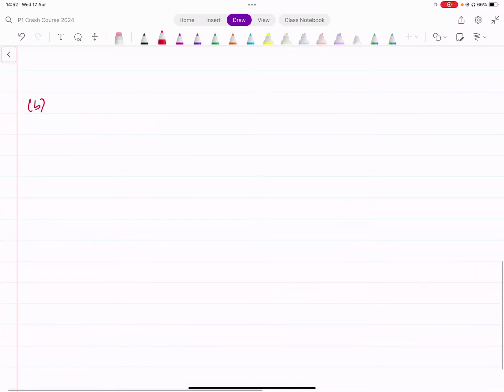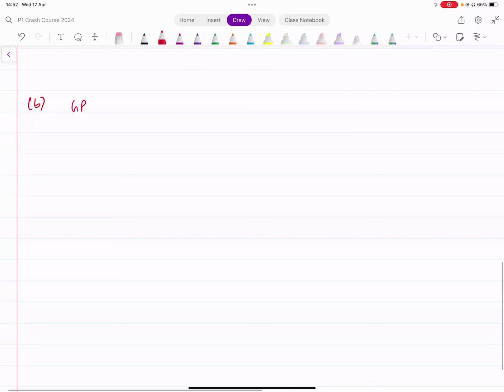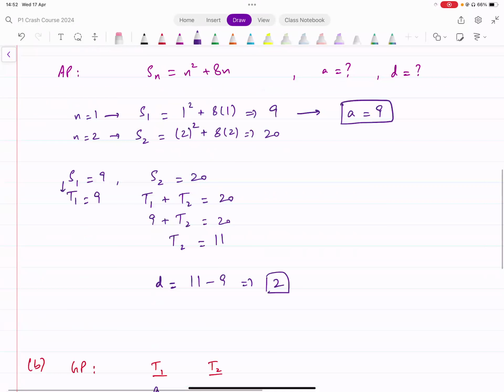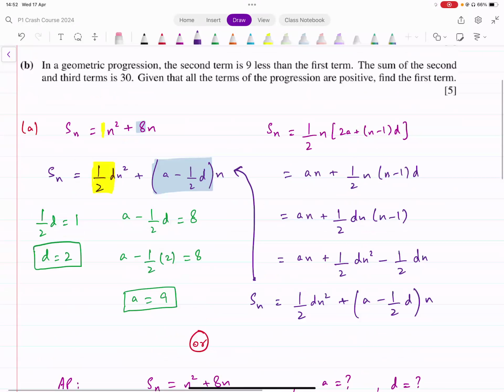Okay. So first of all, we have a geometric progression. Okay, keep that in mind. It's a GP. And they're saying we have a first term, we have a second term. Let's call the first term A. We don't know what the value of the first term is. However, they're saying the second term is 9 less than this first term. If the first term is A, what is the second term supposed to be? It's supposed to be A minus 9.